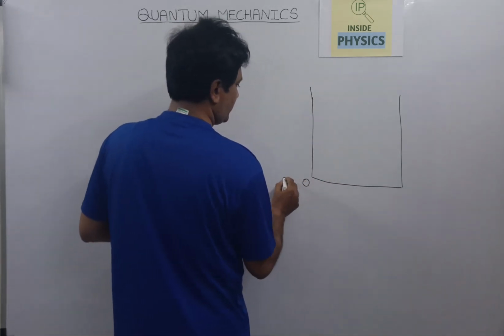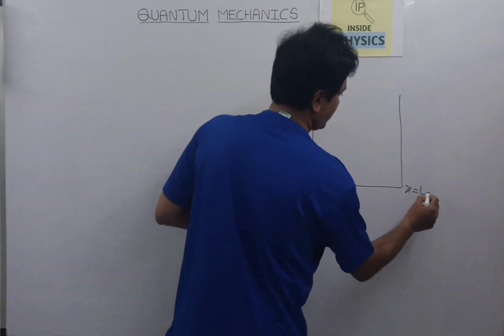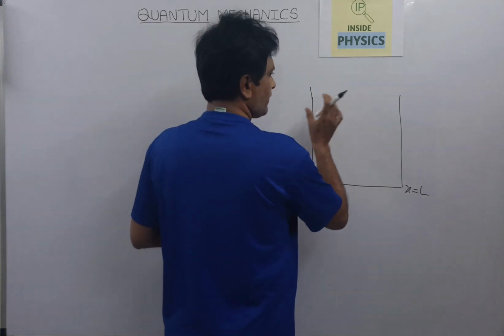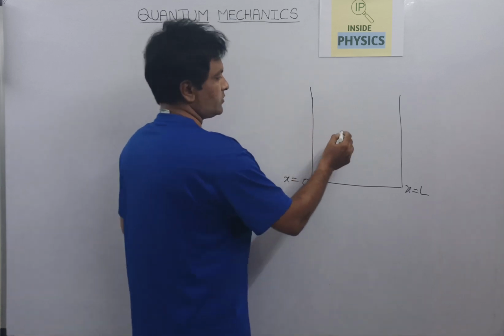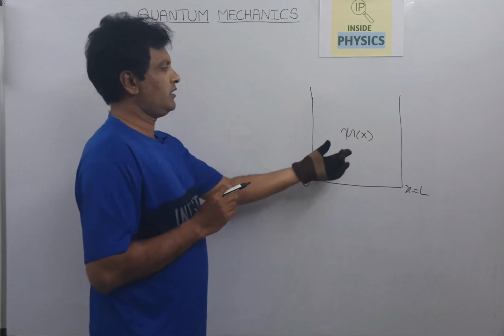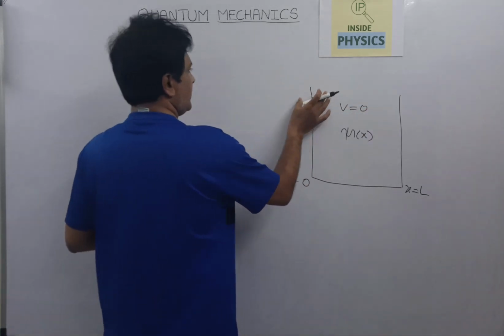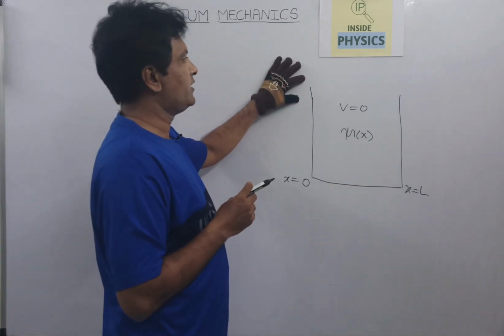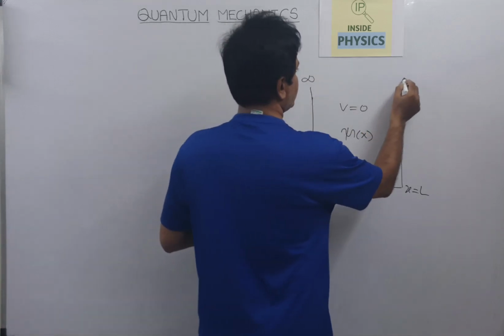If you take the left boundary as x equal to 0 and the right boundary as x equal to L, inside the boundaries we can find the particle. There is a wave function to trace the particle, and the potential inside the well is 0. The height of the potential well is not the actual height. The potential will reach infinity at the boundaries.